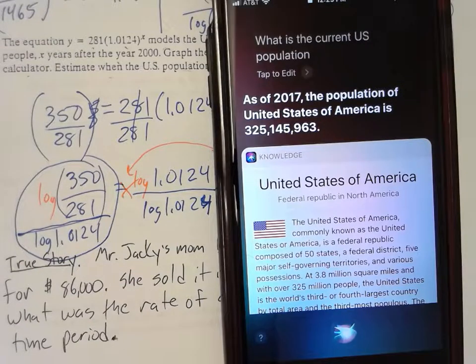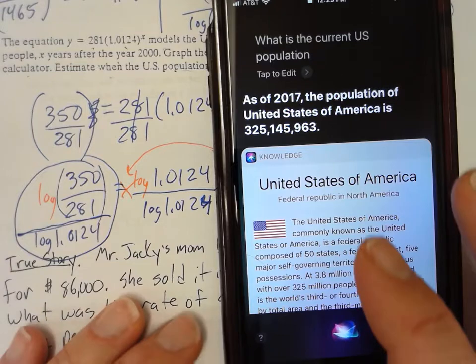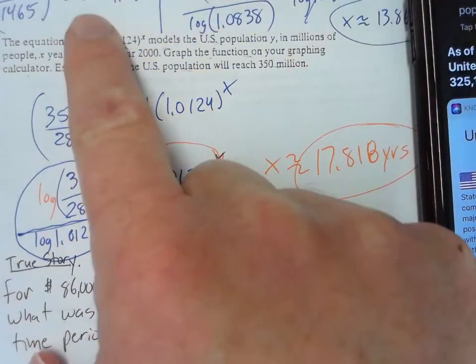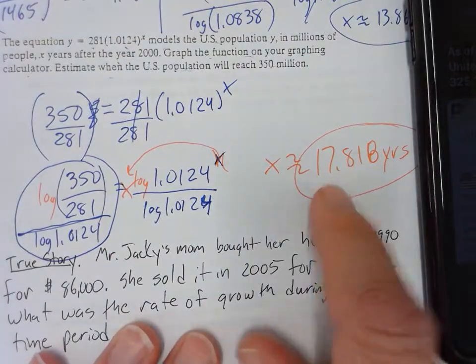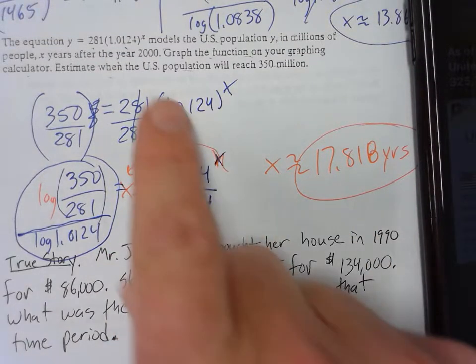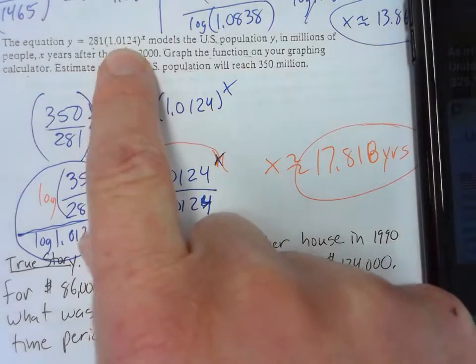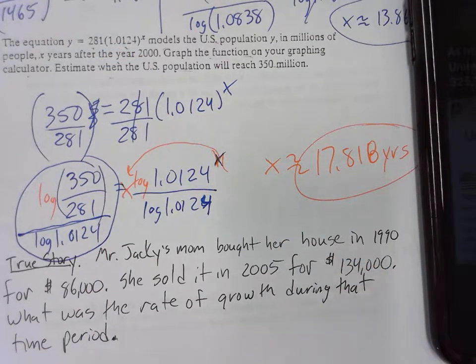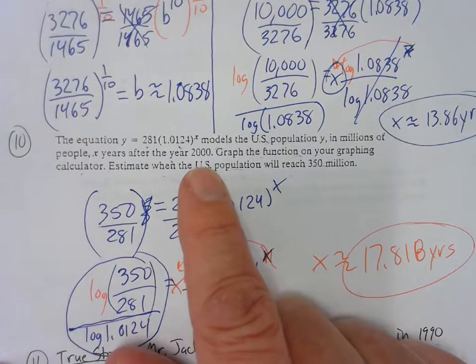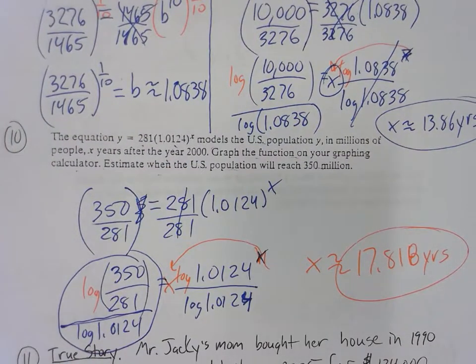So I looked it up here. Siri tells me that the population is 325 million. And this model from the year 2000 was saying that right now we should be at 350 million. So the model is adjusted. It didn't grow quite as fast as what was predicted. So this is the year 2000. This probably came from a math book that was written in the early 2000s.